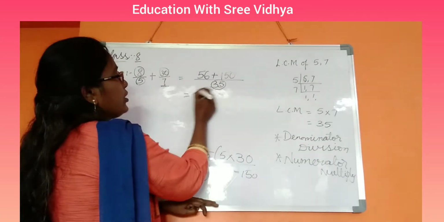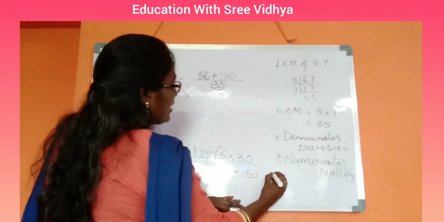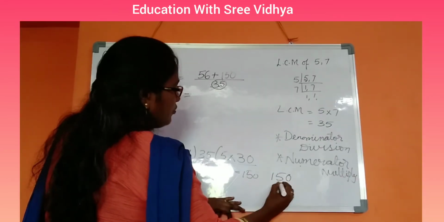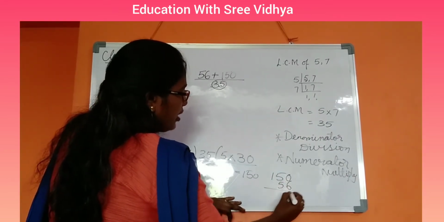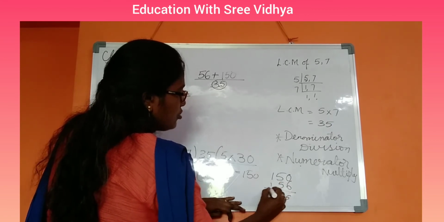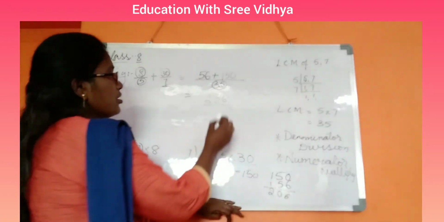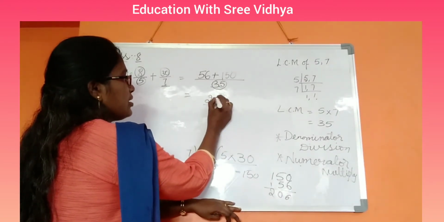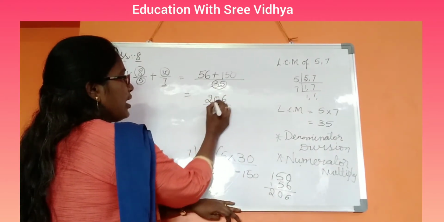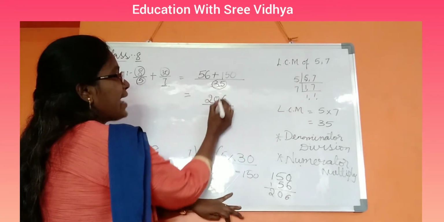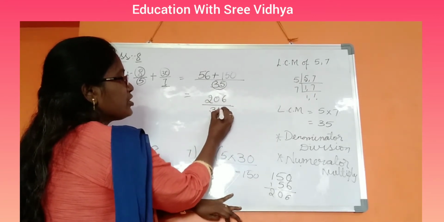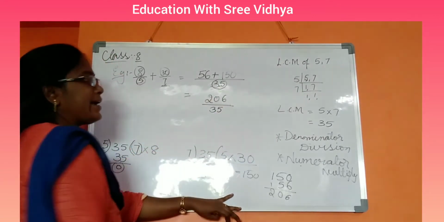Now you both add this 150 plus 56. 5 plus 5 is 10, 206. So here 206 is the total, children, and then the denominator will be as it is. That is the LCM which we got, it will be as it is.